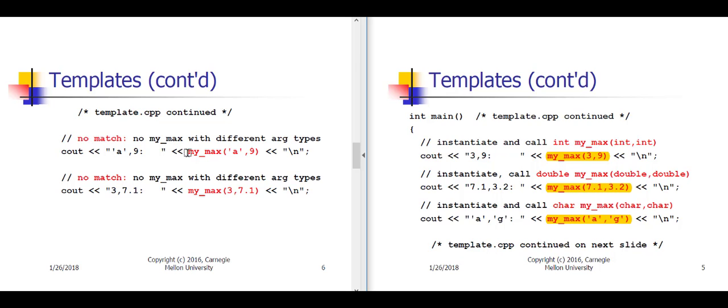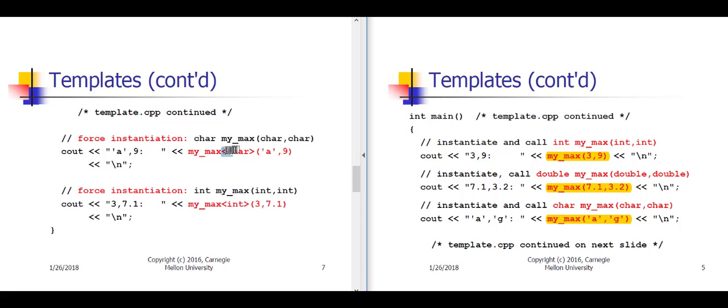Here we're illustrating a couple of problems that we can run into. If I call mymax with two arguments of different data types, the compiler can't figure out what to do, because the compiler has been told that the mymax template will work if the data type of each of the two arguments is the same. So here the compiler is going to print an error message saying that it can't find a version of the mymax function that takes a char and an int. Likewise, if we call mymax with an int and a double, again we'll get an error from the compiler.